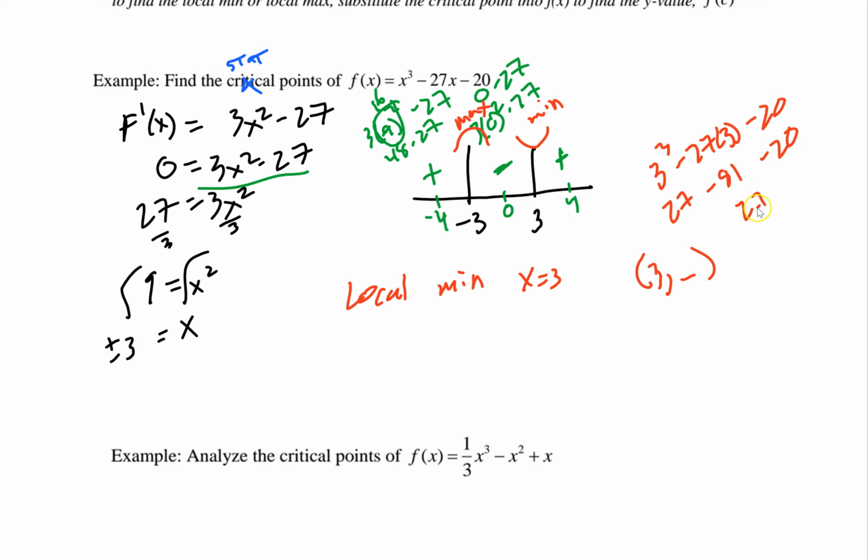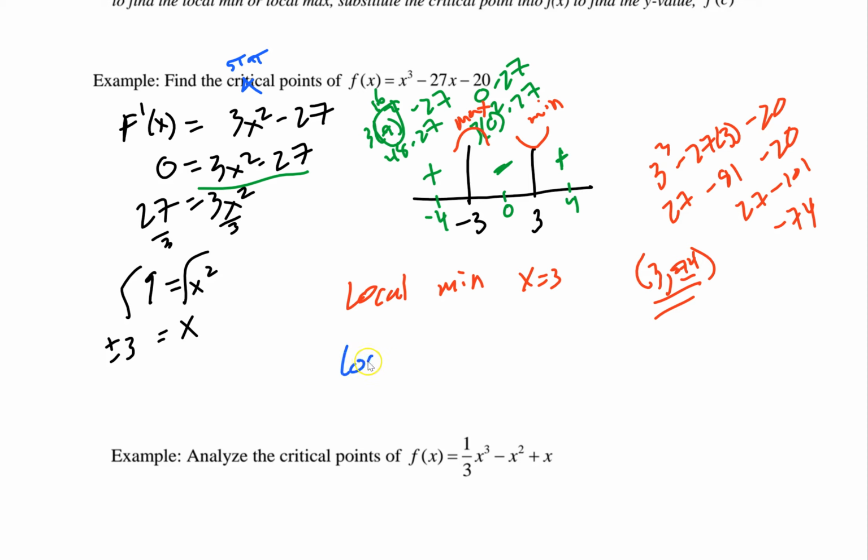So I get 27 minus 101. That's going to be 70 plus 4. So negative 74. Right, not the most fun thing in the world, but has to be done. So 3 and negative 74 is where my local min is at. That's going to be helpful because in the coming video, we're going to talk about how to actually graph all this. And we're just going to be plotting points and connecting them. Right, so that's my local min.